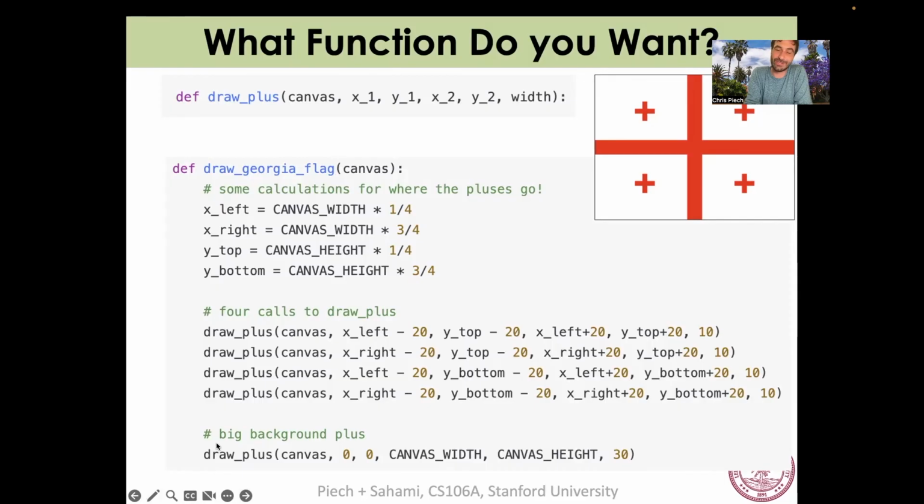And this is just like total icing on the cake. This is not necessary, but it is very beautiful. This thing here is just one more call to draw plus. And the bounding box is from 0, 0 to canvas width, canvas height, and it's just a slightly thicker plus. Amazing. Go check out the code if you want the advanced version. You want to see how I define draw plus.